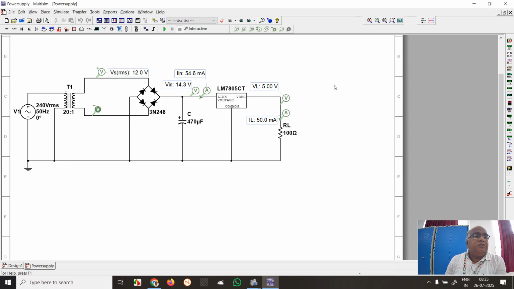Morning everybody. Today we learned how to simulate a power supply using LM7805.